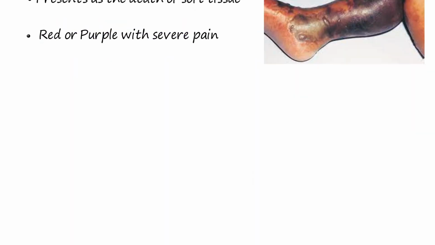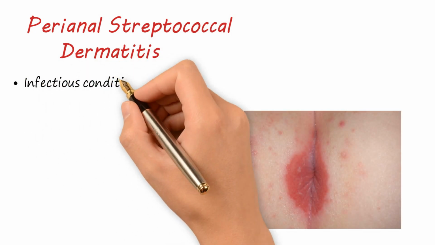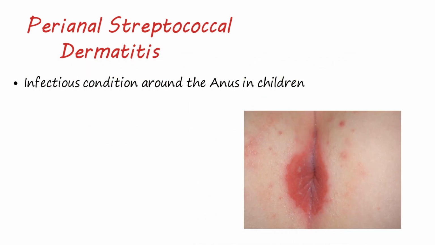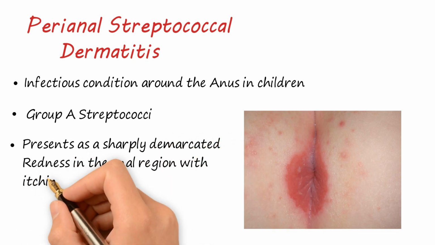Fourth is Perianal streptococcal dermatitis. It is an infectious condition around the anus in children caused by group A streptococci. It usually presents as a sharply demarcated redness in the anal region with itchiness.